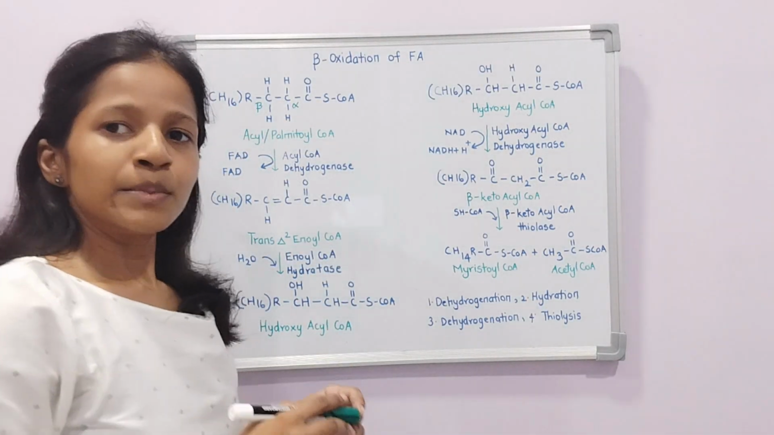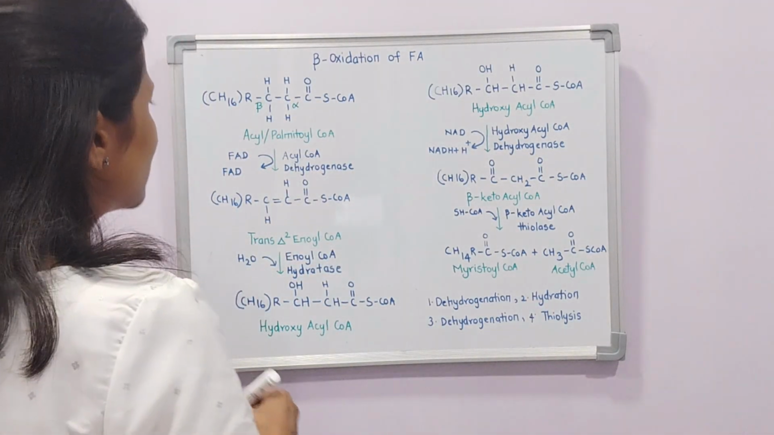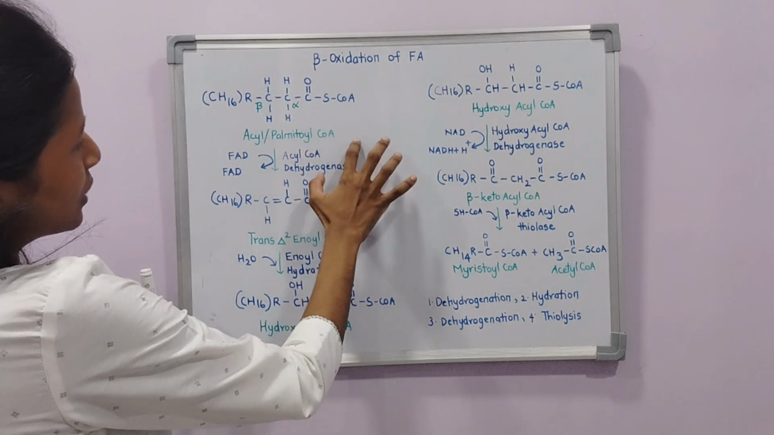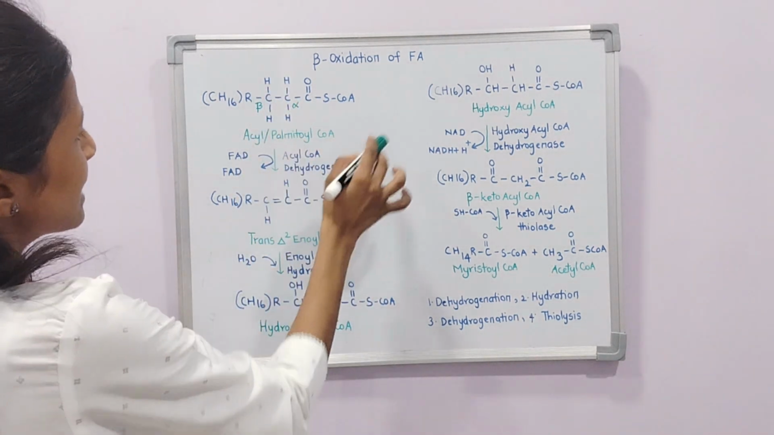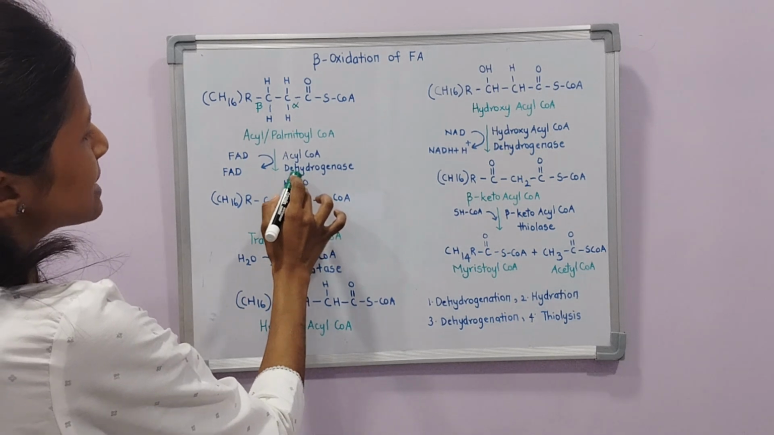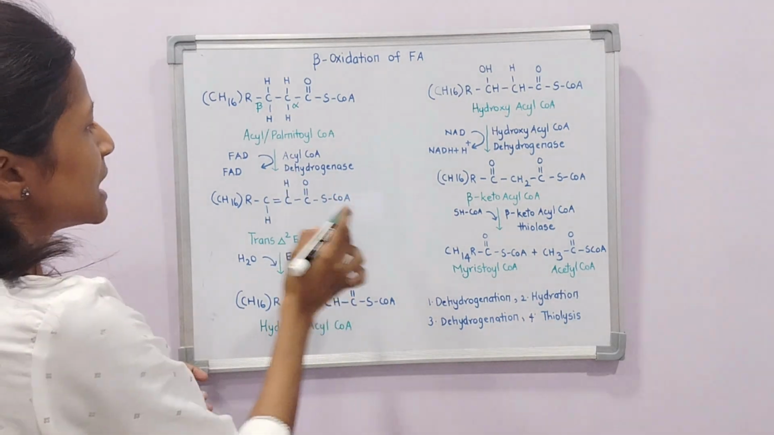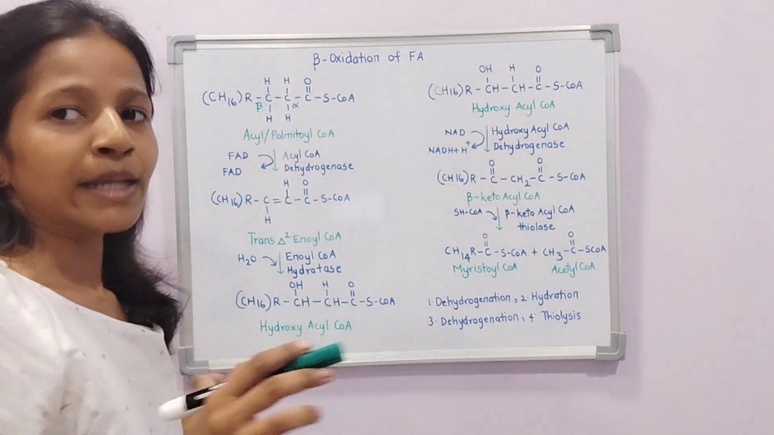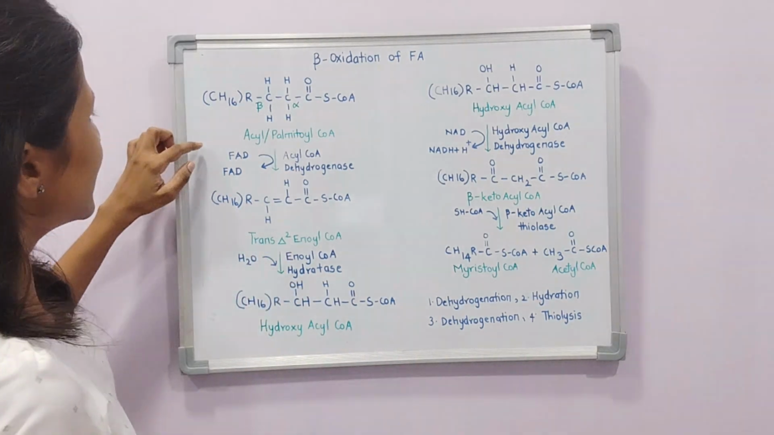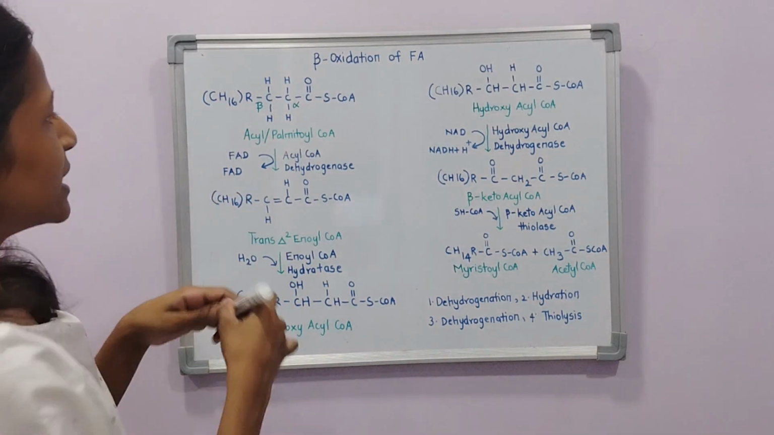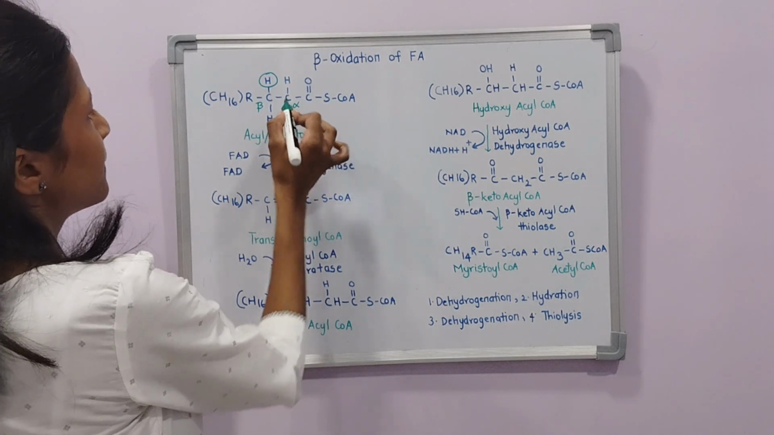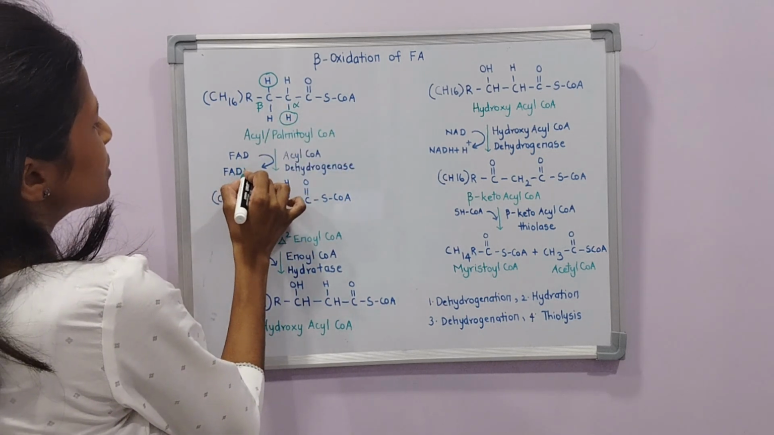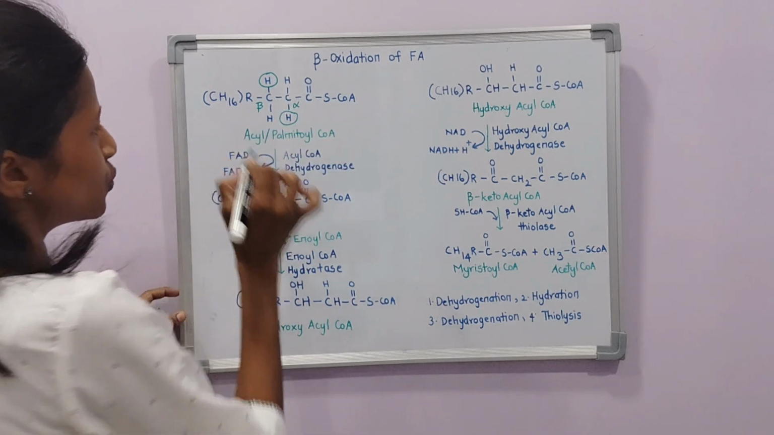The first step is a dehydrogenation reaction wherein palmitoyl-CoA is going to lose 2 hydrogen atoms. The enzyme that catalyzes this reaction is acyl-CoA dehydrogenase. This is an FAD dependent dehydrogenation. So FAD is going to take 2 hydrogen atoms, so this hydrogen atom and this one. So FAD will be reduced to FADH2.